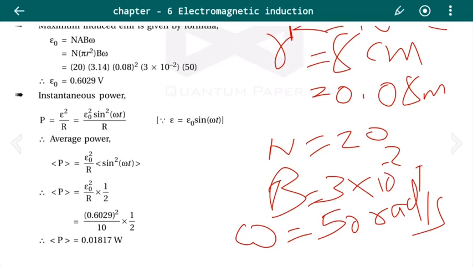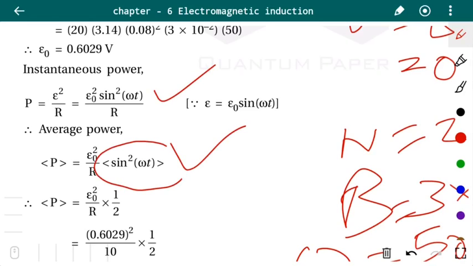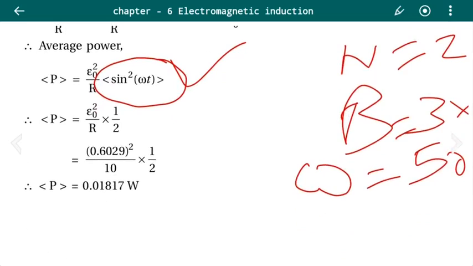Now instantaneous power, here we need to find the average power. So first the instantaneous power we will be finding, that is epsilon square upon R, where epsilon is equal to epsilon 0 sine omega t. So squaring it, we get epsilon 0 square sine square omega t upon R. This is the equation for instantaneous power. By taking the average, we take the average of the function sine square omega t, and the average of this function is equal to half. So average power will be equal to epsilon 0 square by R into 1 by 2.